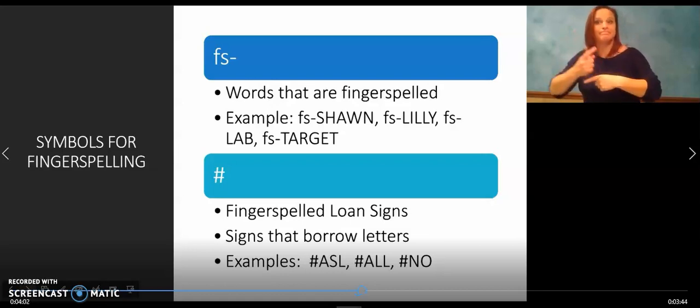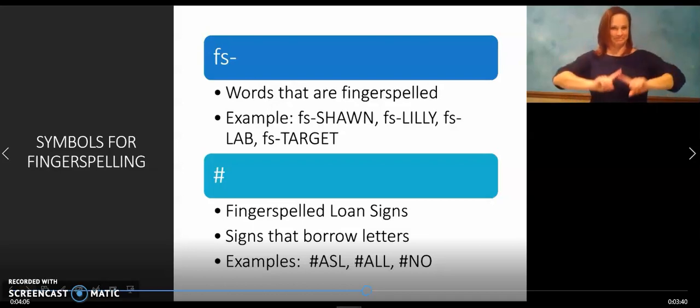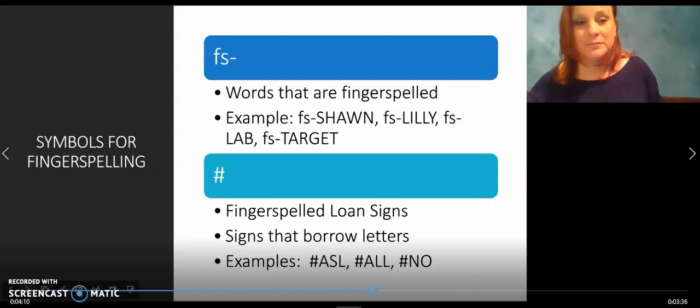Remember, finger spelled loan signs are signs. They're not finger spelling. Finger spelling and finger spelled loan signs are completely different.